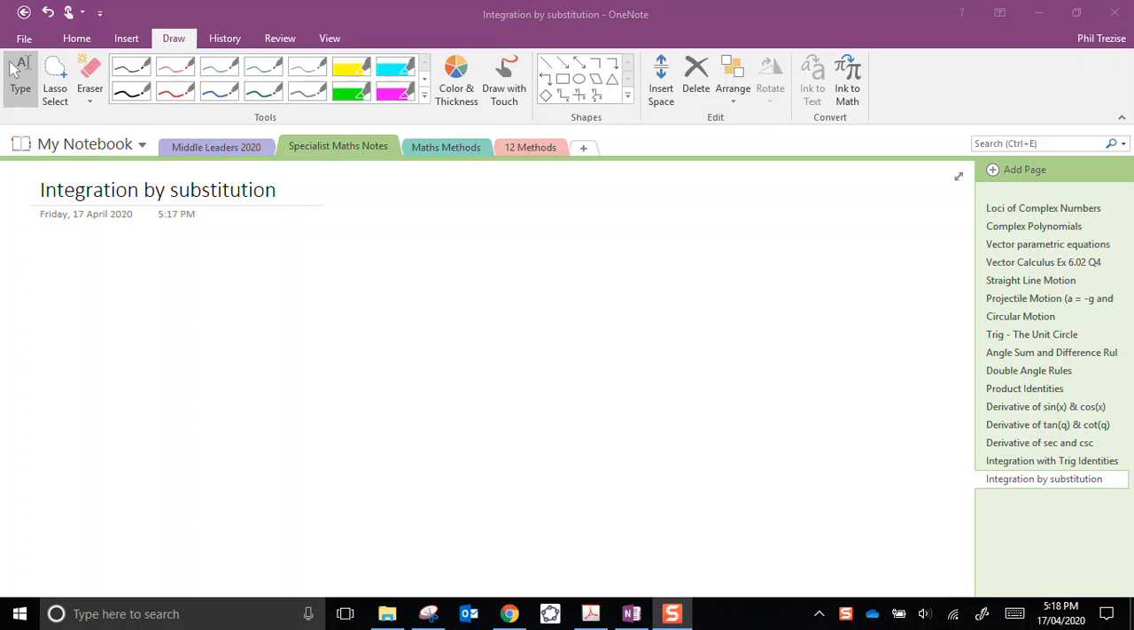Hi everyone, this lesson is about integration by substitution, and we use this technique when we are faced with integrals that have the form of a function of another function, so f of g of x, a composite function, and then as part of the original integrand we have multiplied by the derivative of the embedded function g of x.